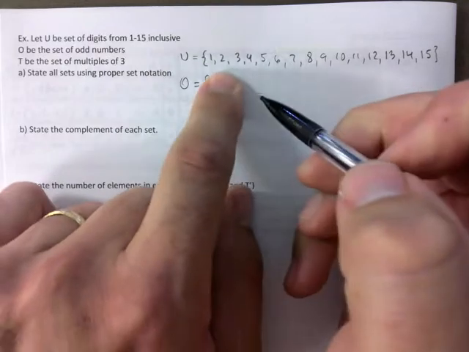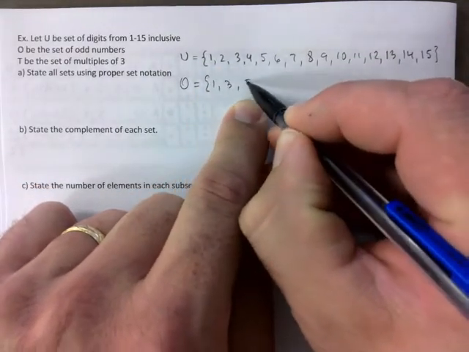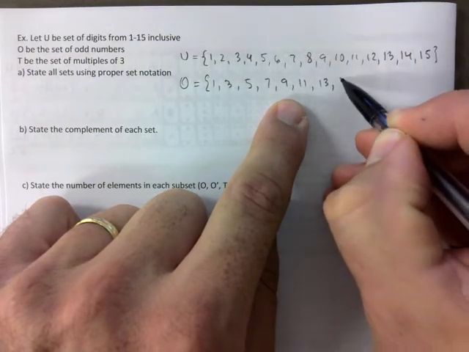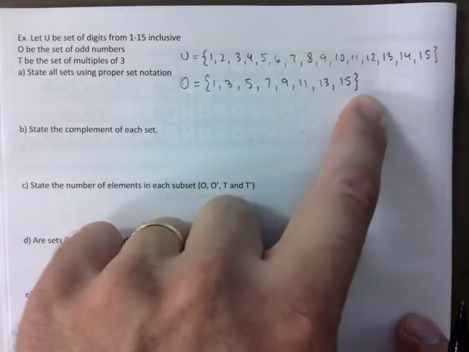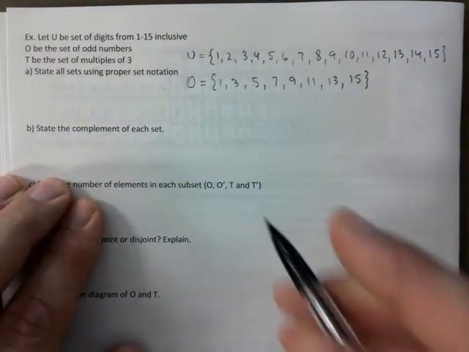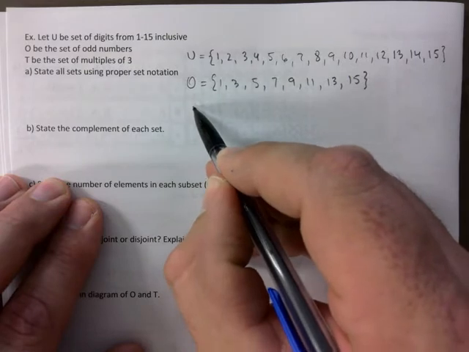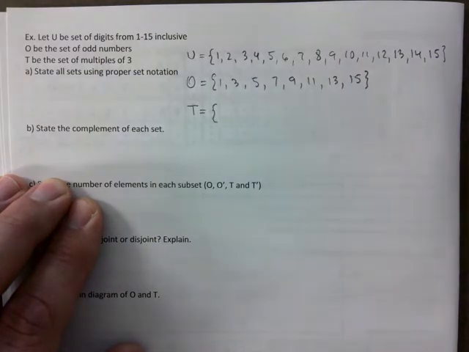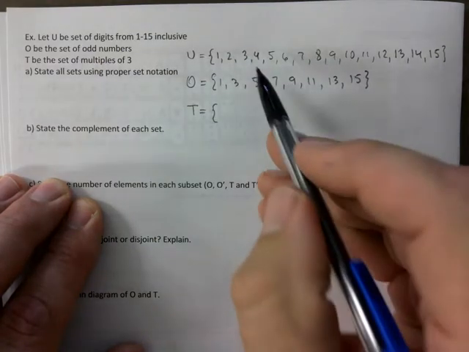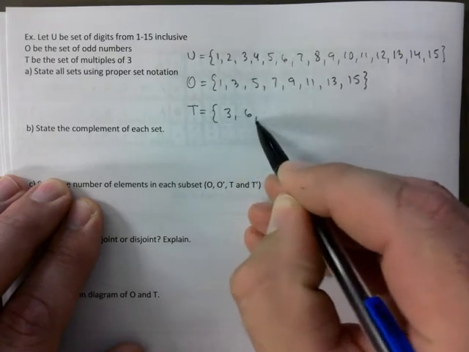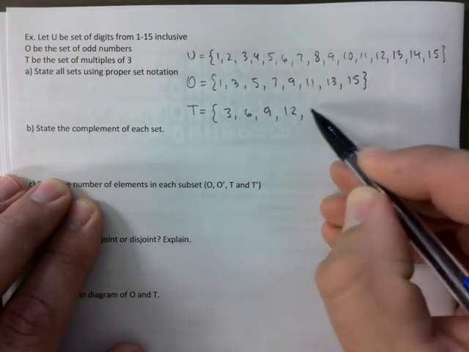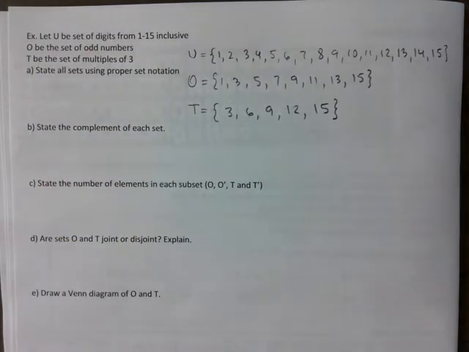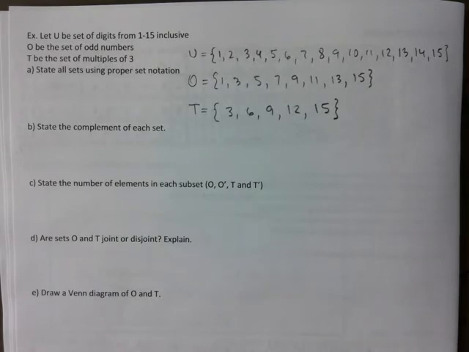I have to draw from the universal. So it's 1, 3, 5, 7, 9, 11, 13, 15. Hopefully you know your odd numbers. Of course you do. You made it this far. T is the set that contains all the multiples of 3 from the universal. So I got to go to universal. It'll be 3, 6, 9, 12, 15. Okay. So remember, the universal doesn't get a circle.